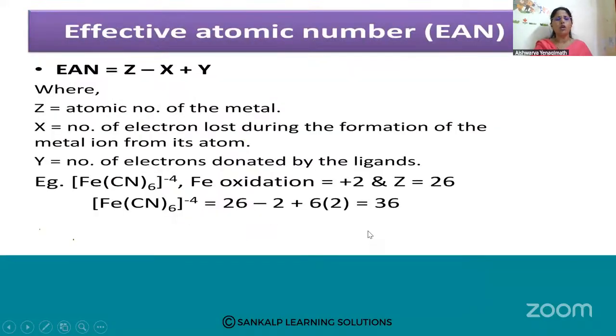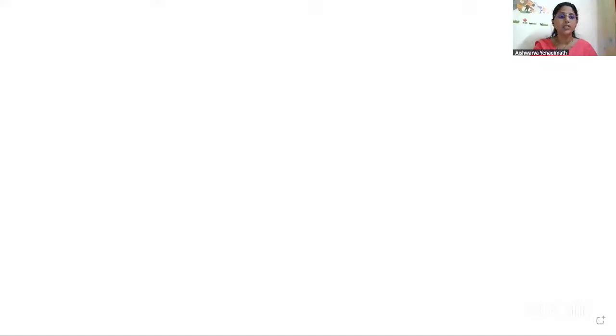Then we have something called effective atomic number. Now, what is this effective atomic number? It is abbreviated as EAN. EAN is a very important concept. We will have some numericals to understand here. When we study effective atomic number, we get numericals. We need to understand how to calculate this effective atomic number. Yes, so let us see.